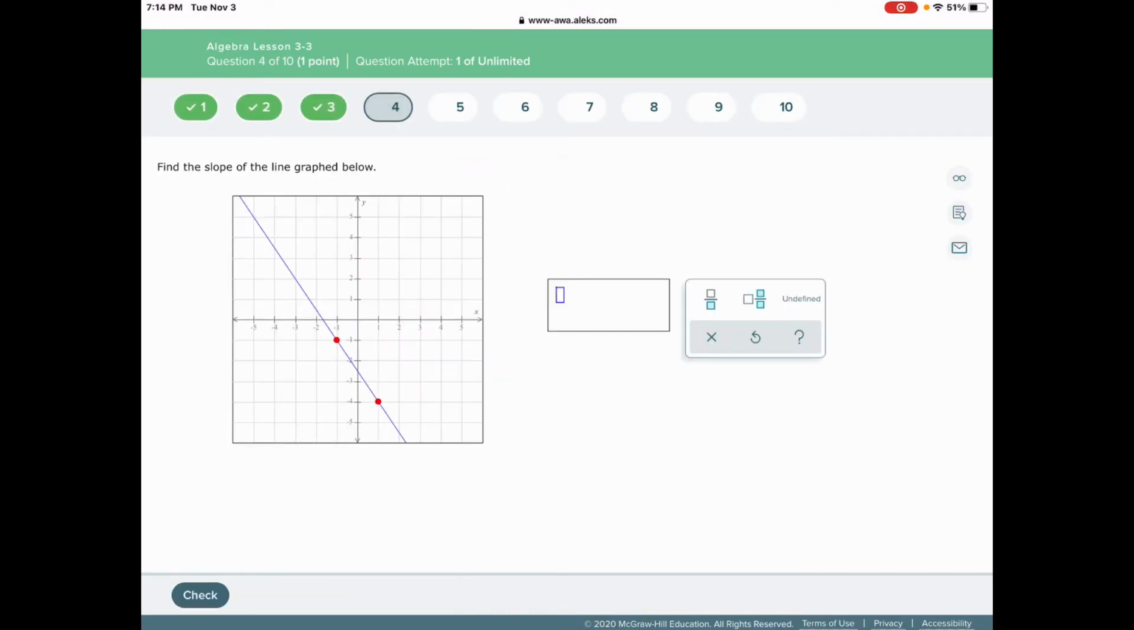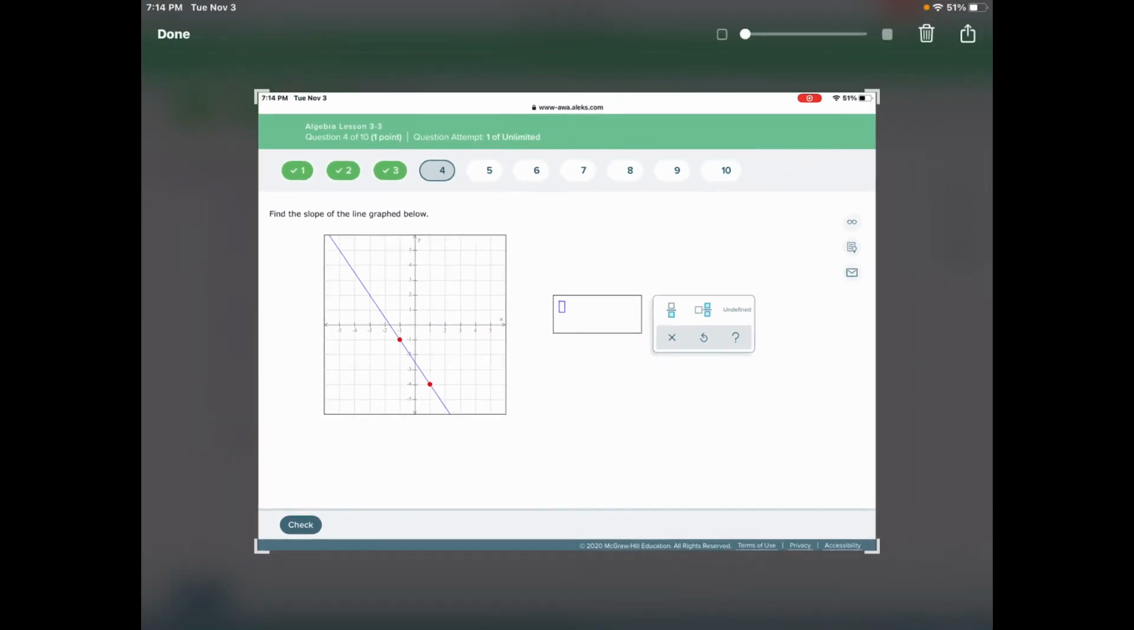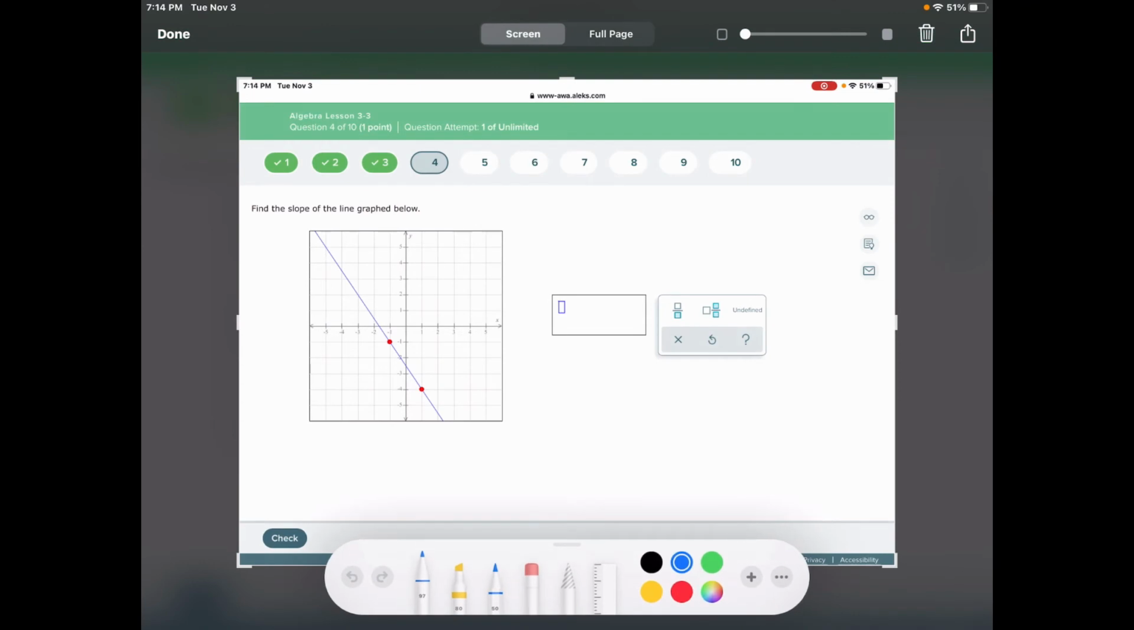All right, number 4. Find the slope of the line graphed below. So it's often very helpful when they put dots on these little intersections because sometimes it's hard, in a place like this, to see exactly where the line is crossing. But this dot is at -1 and -1. And this dot is at 1 and -4.